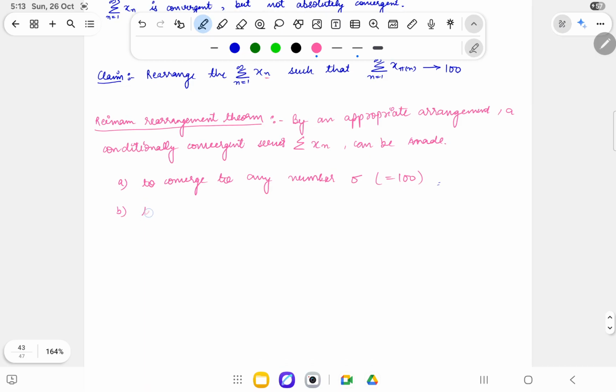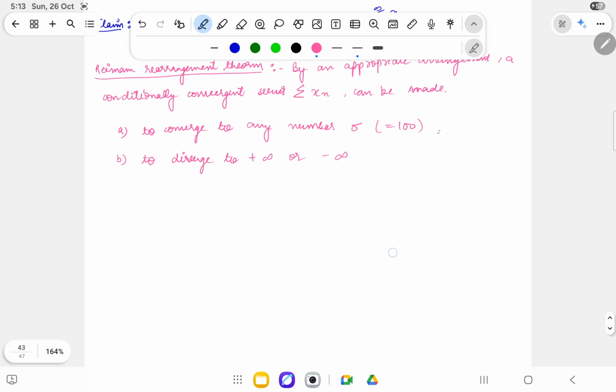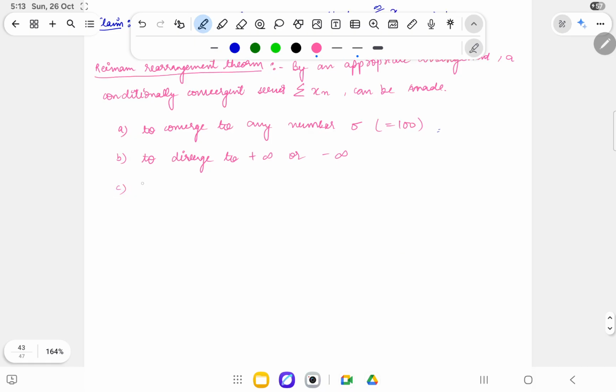So the other part is it can be made to diverge to plus infinity or to minus infinity. We can rearrange it such that it diverges to infinity or minus infinity, or we can rearrange it such that it oscillates finitely or oscillates infinitely. So we'll see only proof of this A part, that is it can be made to converge to any number sigma. So let's dive into the proof.